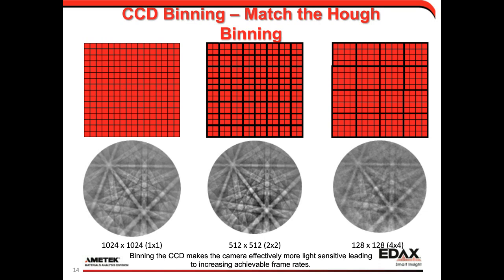Now, in this case, we can see that I've gone from 1 by 1 to 2 by 2, and even down to 4 by 4. And you can see that there's a decent change in the level of the actual camera itself. You can see the patterns changing as we do this. Again, the issue here is that you lose pattern quality, but you're starting to gain speed, and the speed gains go up really, really quick.